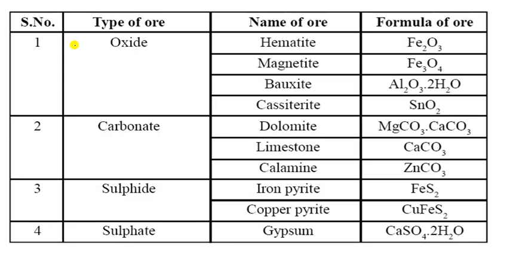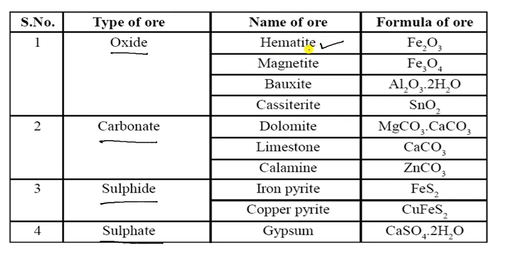So let us start the ores. What are the types of ores? The first one is oxide ore, second one is carbonate ore, third one is sulfide ore, and the fourth is sulfate ore. These are the four types. Now the names of the ores and the formulas of the ores. You have to learn these types of ores. It's very important for your board class examination also.